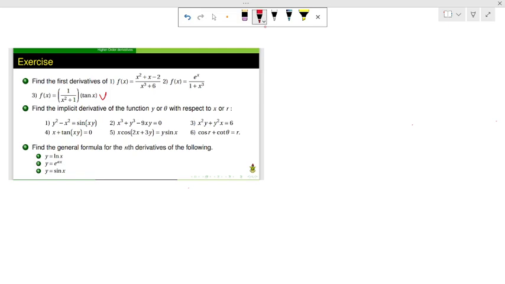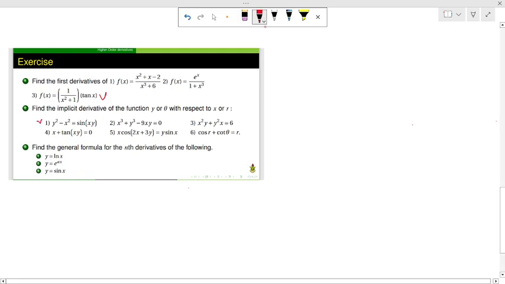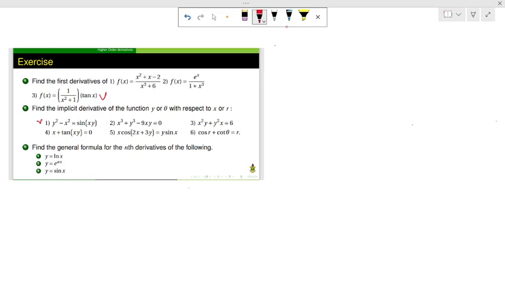Okay, so for the implicit derivative, I have the first one to be, oh sorry, I have the first one to be y squared minus s squared is equal to sine of the expression xy.